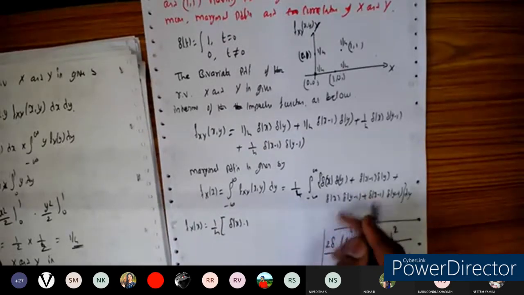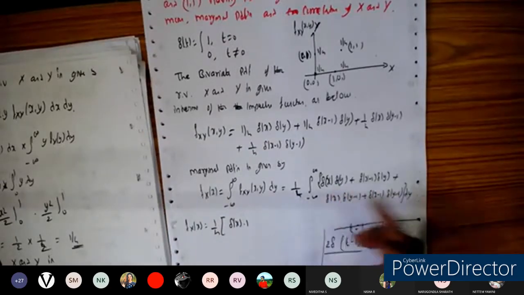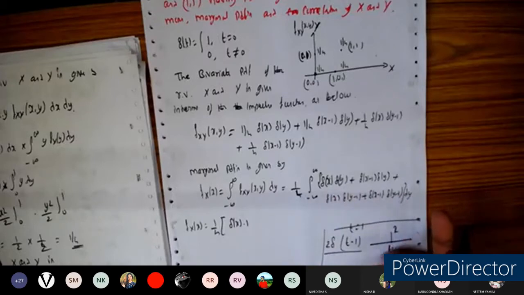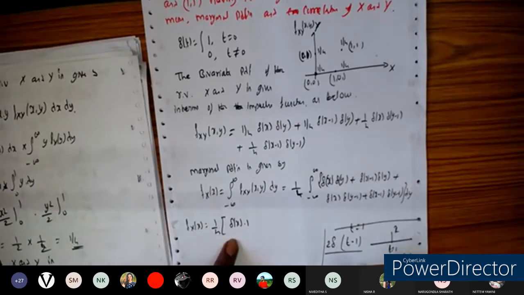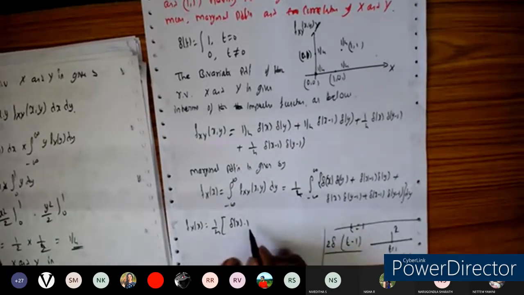You know that if you integrate the delta of y, you get the unit step function, and if you differentiate the unit step function, you get the impulse function. That's one of the properties you study in signals, as the elementary signals, right? You studied the same thing, right? Yes, sir.